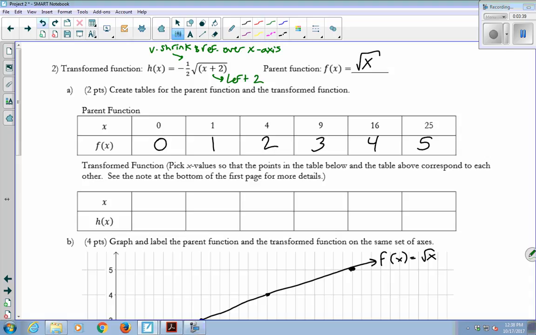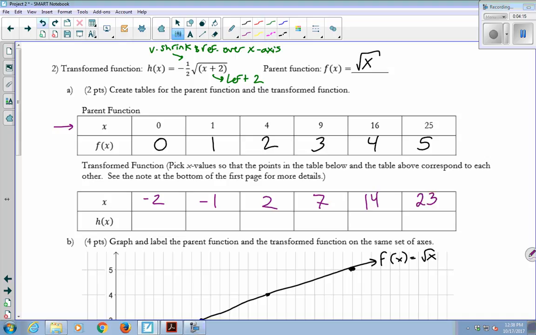Okay, so my y values are going to get multiplied by -1/2. And my x values, in order to move left 2, I would subtract 2. So for my x values, I'm going to start by subtracting 2. So instead of 0, I've got -2. Just looking at the x values in the parent function, subtract 2 from all of them. 1 minus 2 is -1. 4 minus 2 is 2. 9 minus 2 is 7. 16 minus 2 is 14. And 25 minus 2 is 23.